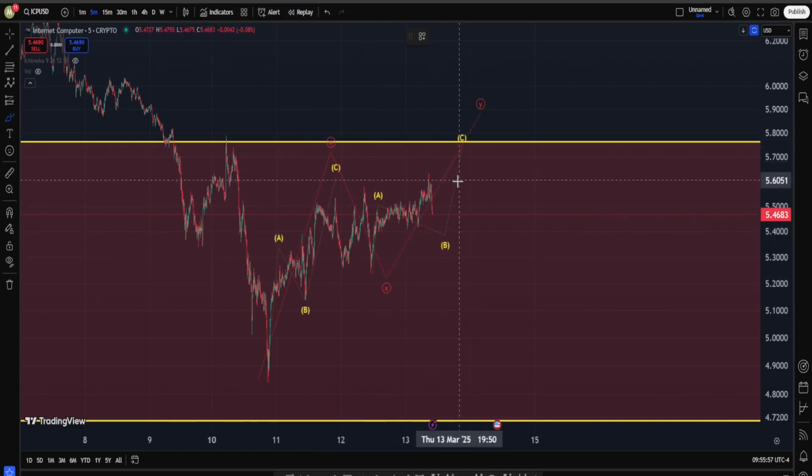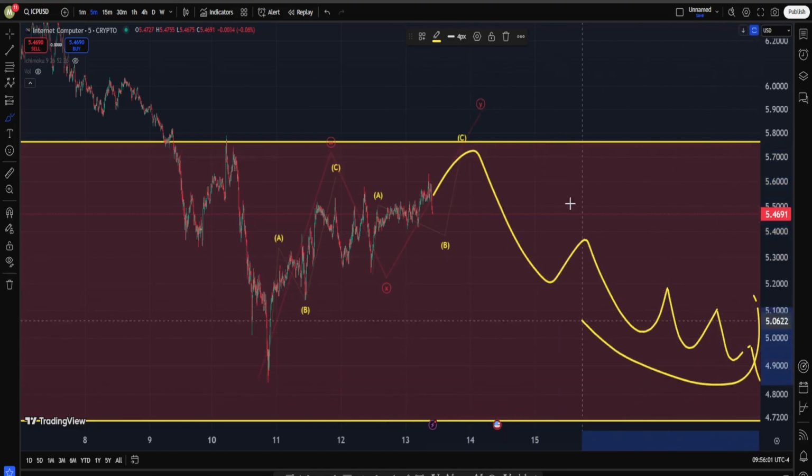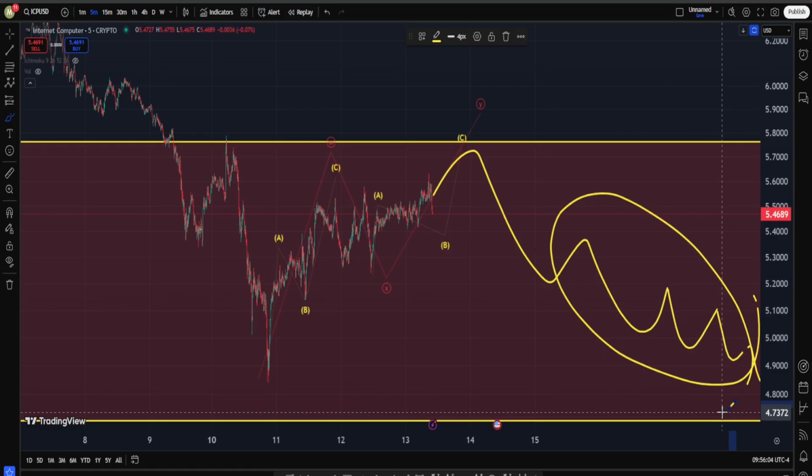And after this small move up is over, we may have some more moves on the downside. Are these going to be deep moves on the downside? I don't really think so.